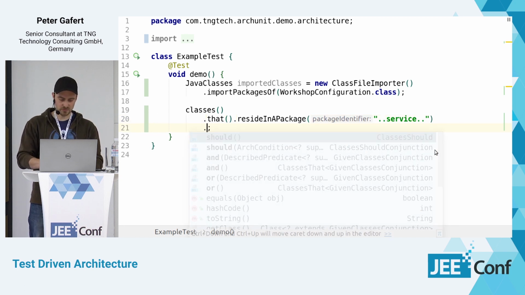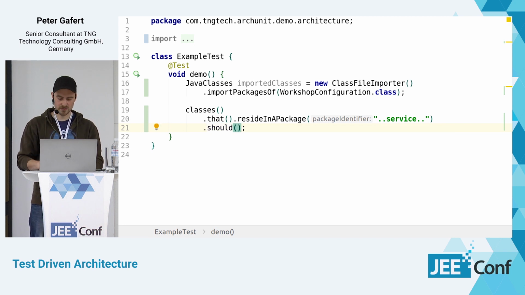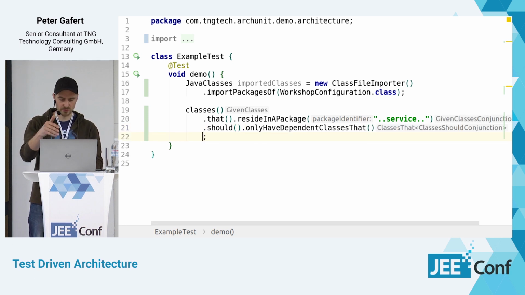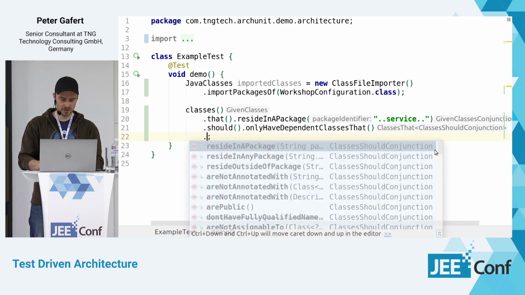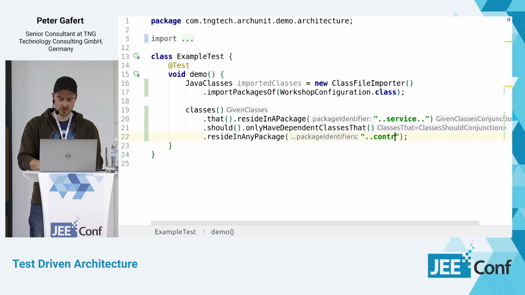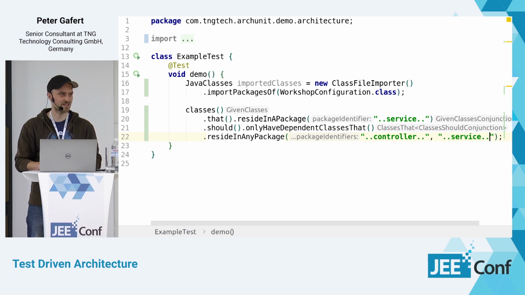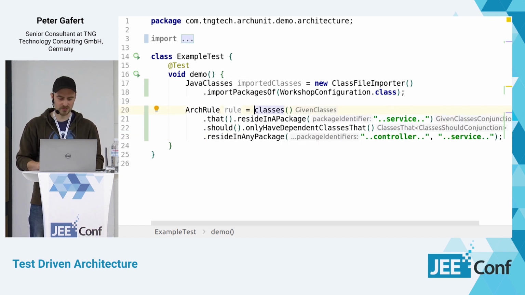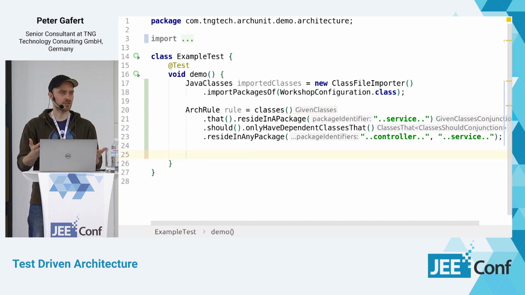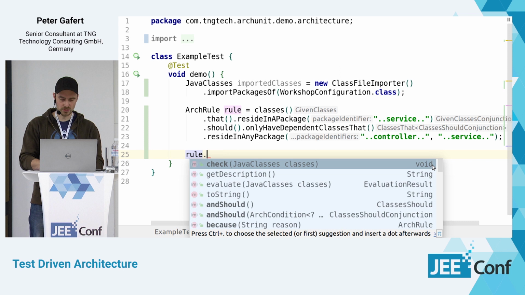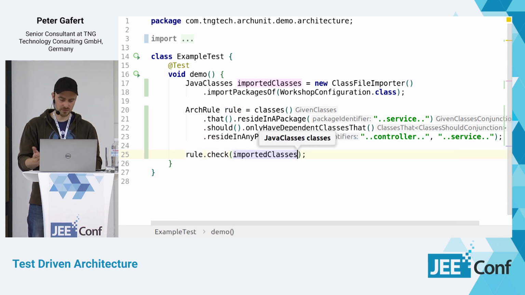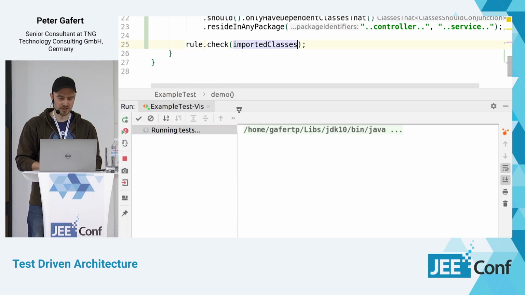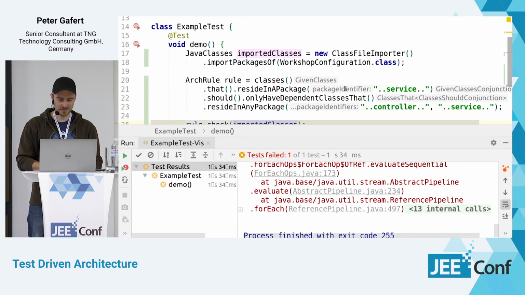And then we should say, what should this satisfy? So it should, for example, only have dependent classes, so classes that depend on those classes, that reside in a package controller or in a package service, because otherwise this would be pretty boring, right? So if I cannot access myself, okay. So let's see, we get something of type ArchRule. So this is an architecture rule that we can now use. So we can now say, I want to check this rule on the imported classes. Okay, it's pretty neat because you kind of can read this like plain text.